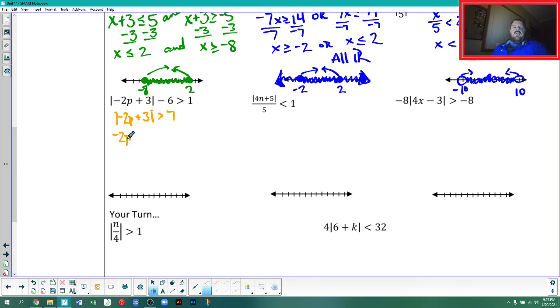I have -2p plus 3 is greater than 7, or negative 2p plus 3 is less than negative 7. Again, I'm only switching the sign on the number on the right, and I'm switching my inequality. I'll subtract 3 on both sides. Negative 2p minus 3 is going to be 4, or negative 2p minus 3 is going to be negative 10.